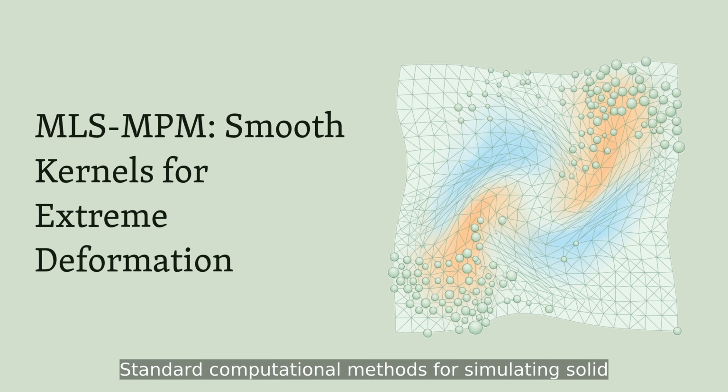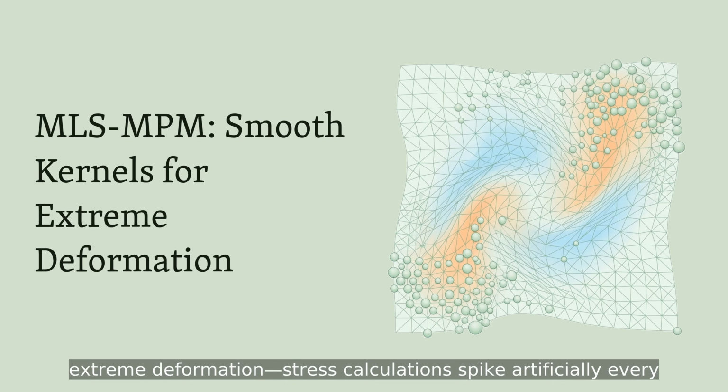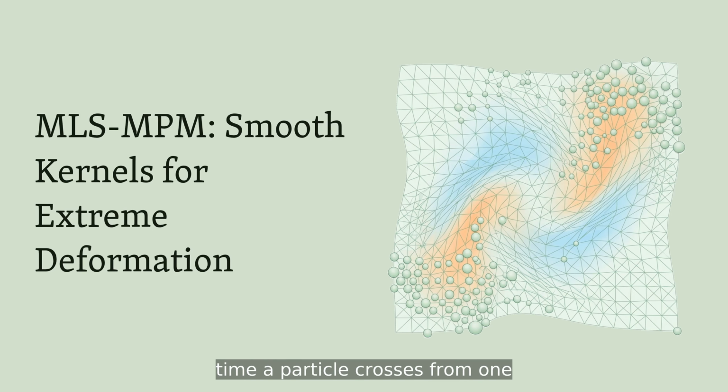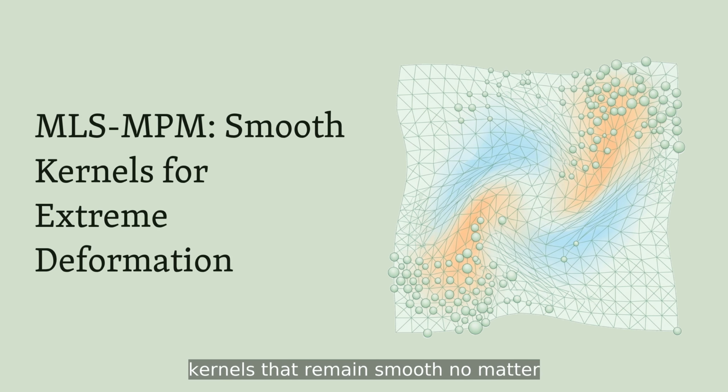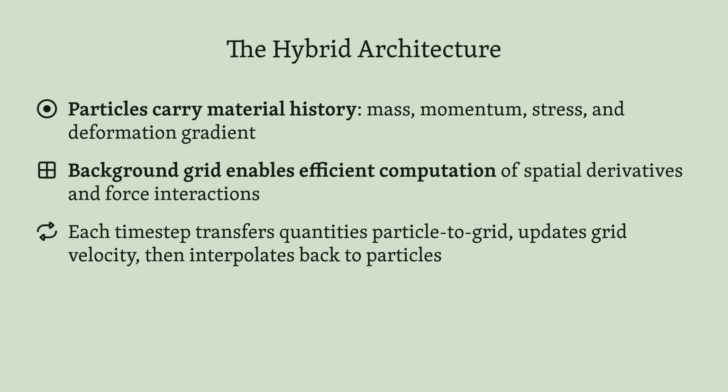Standard computational methods for simulating solid mechanics break down when materials undergo extreme deformation. Stress calculations spike artificially every time a particle crosses from one grid cell to another. The moving least squares material point method eliminates these cell crossing errors by constructing interpolation kernels that remain smooth no matter how violently the material deforms.